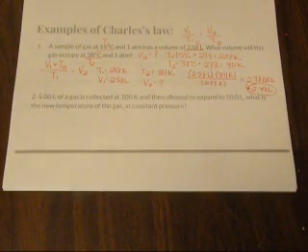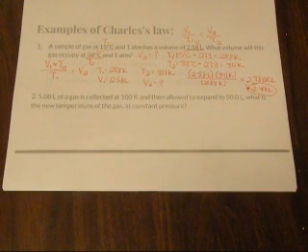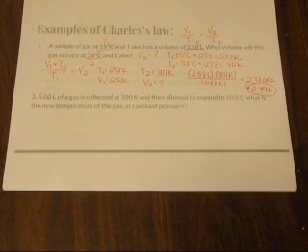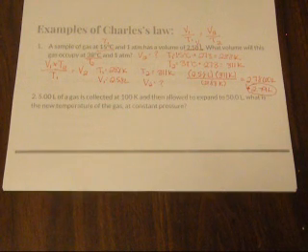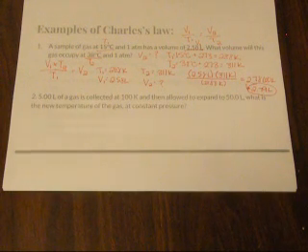So example 2 for Charles' law. We're going to read it and then identify the values. So 5 liters of a gas is collected at 100 K and then allowed to expand to 50 liters. What is the new temperature of the gas at a constant pressure?